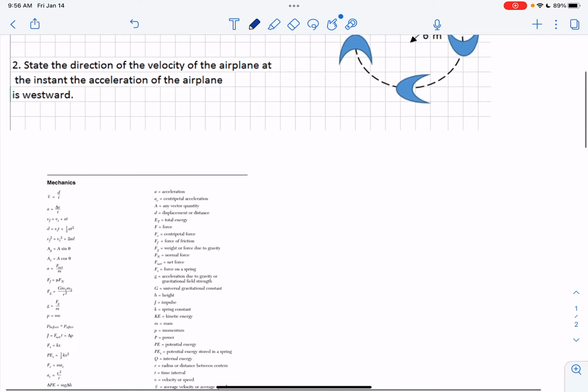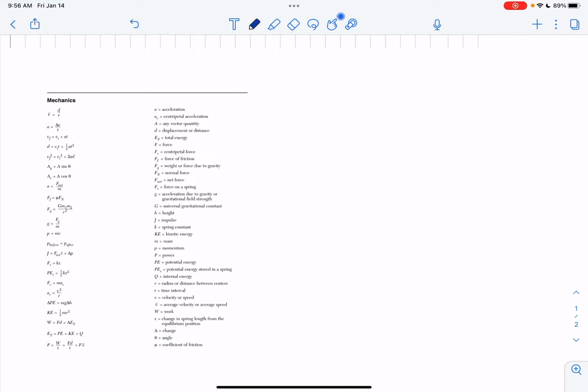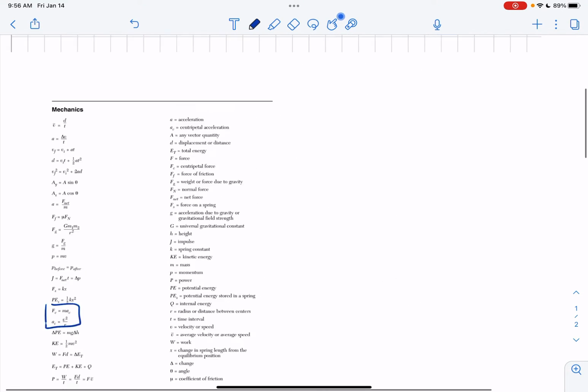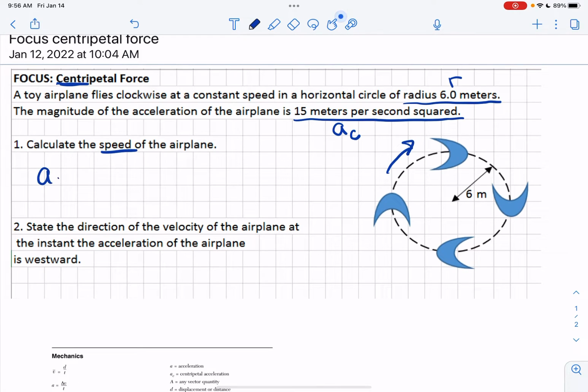So you're going to need to go to your reference table. Here's the reference table. These are the equations for centripetal force and acceleration. I'm just going to zoom in a little bit. There you go. So we can see the centripetal acceleration is velocity squared over radius. So I'm going to write that up here: a = v squared over r. And then I'm going to substitute my units.